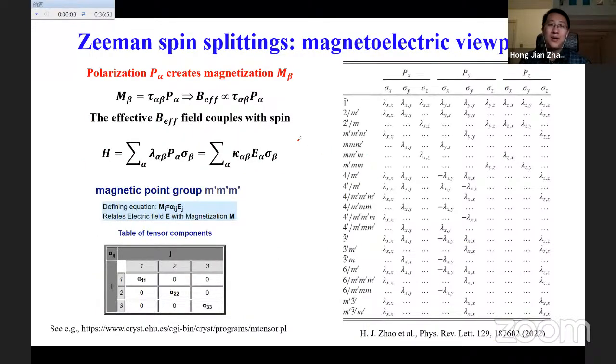A heuristic way to understand the Zeeman spin splitting in antiferromagnetic material is to consider the magneto-electric coupling. From this, we know that electric polarization creates magnetization by the magneto-electric coupling. It means that inside the magnetic material, if you apply an electric field, it creates polarization, and then it will also create an effective magnetic field, which is proportional to the electric polarization. Such an effective field can, of course, couple with electronic spin, and the coupling coefficient has a similar algebraic structure as the magneto-electric coupling coefficient. By systematic symmetry analysis, we finally found that there are 21 magnetic point groups that can host such Zeeman spin splitting induced by electric field.